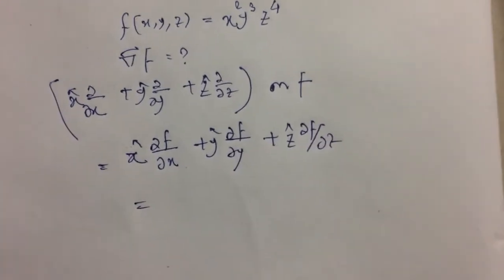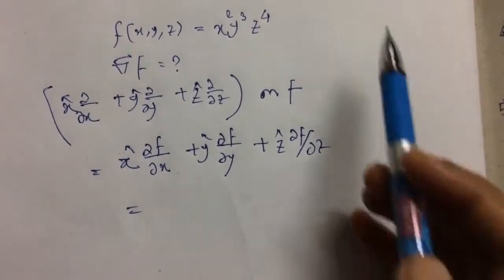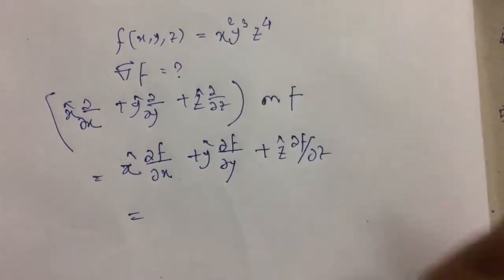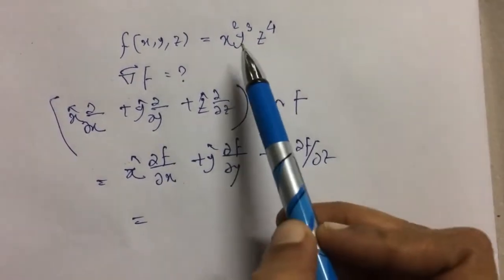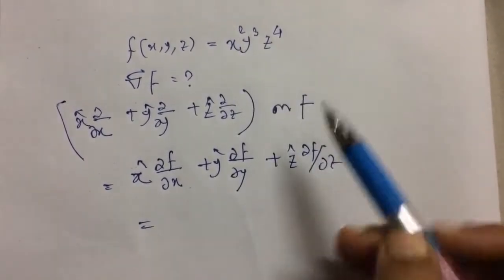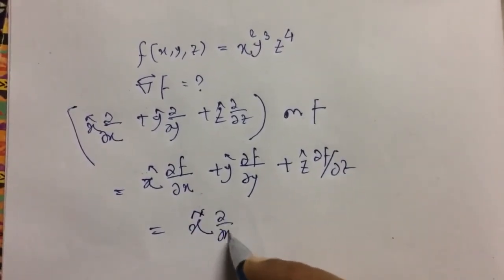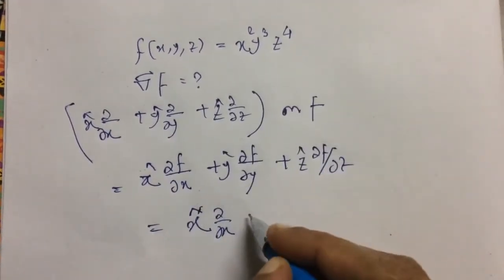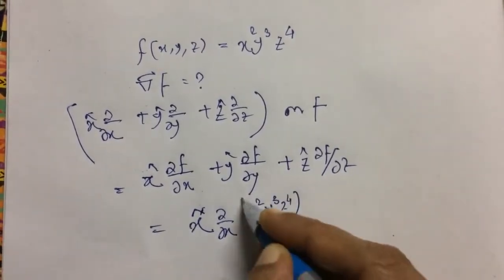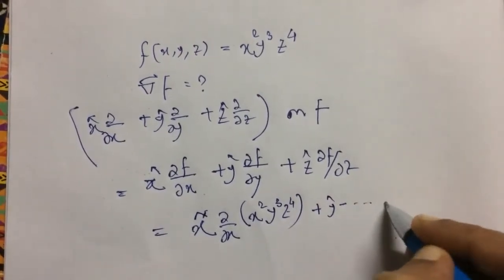Now, as we are already given the nature of f, that means f is like this, x square y cube z to the power 4. F could be anything, like we can write f as x square plus y cube plus z to the power 4. We can also write this. So it's x cap del del x of this entire function, x square y cube z to the 4, and similarly for y cap and z cap.